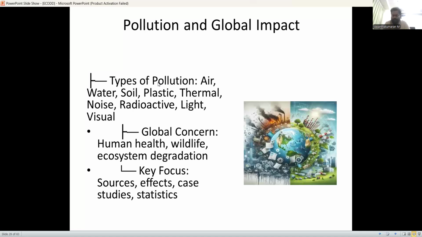Pollution is a very important global concern nowadays because it's directly affecting human health, the health of the wildlife, the diversity of the wildlife, the diversity of the aquatic life, and the ecosystem in every part of the world. So I will just focus on how the different pollution is studied, the different sources of pollution, effects and case studies, and how we can measure it with statistics.